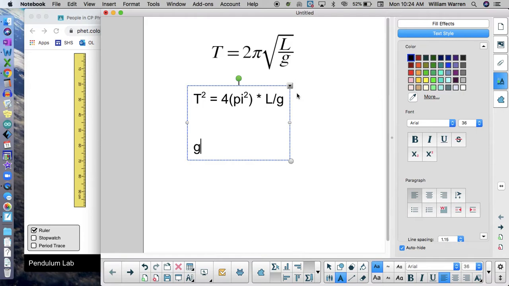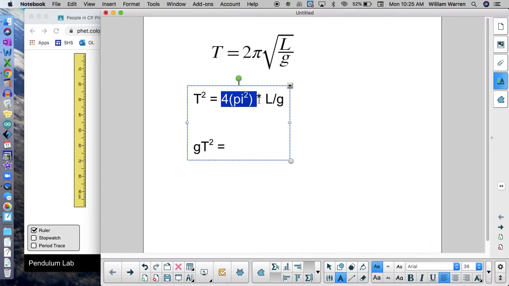And I get G times period squared. Oops, that's not a squared now, is it? G times period squared equals, I'm just going to copy and paste. All right, so I multiply both sides by G. And so if I want L alone, I divide by 4 pi squared. Okay? And if I want G alone, I divide by period squared. So let's just write those equations down and then put circles around them.